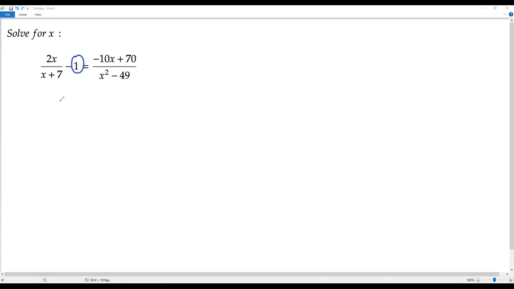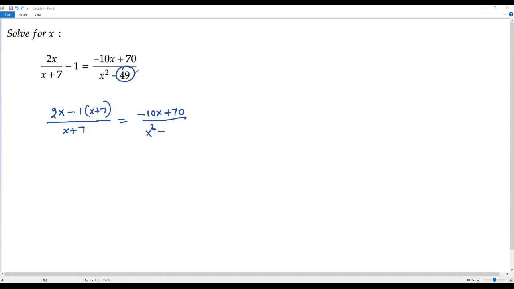Whenever I want to do addition or subtraction between a fraction and an integer, I have to multiply the integer by the denominator of the fraction. Once I'm done with this multiplication, I can take x + 7 as a common denominator. Let me do it. So that is 2x - I multiply this integer 1 by the denominator x + 7, then I'm getting 1 times (x + 7). Now I can take x + 7 as a common denominator, equals -10x + 70 over x² - 49.